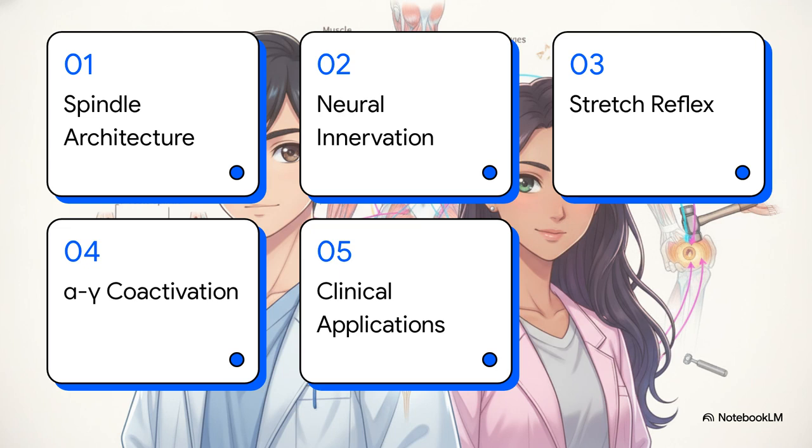Here's our roadmap for today. We'll start with the muscle spindle architecture, move into sensory and motor innervation, run through the monosynaptic stretch reflex, tackle alpha-gamma coactivation, and finish up with some highly applicable clinical neurology. Let's get right into it.